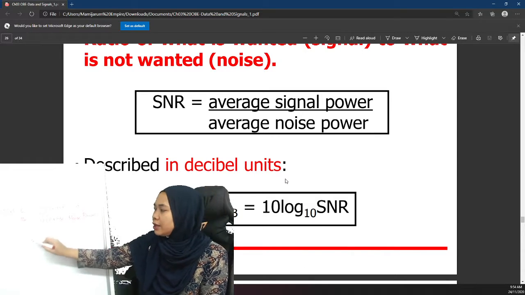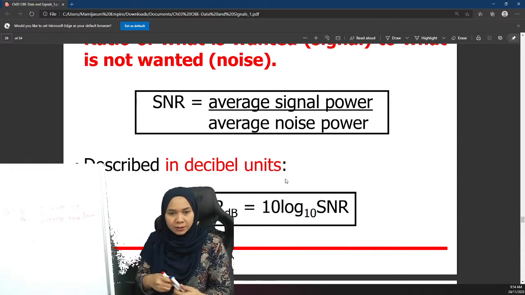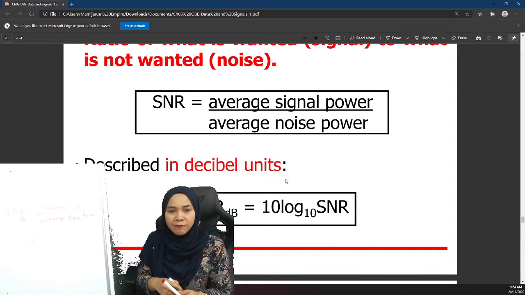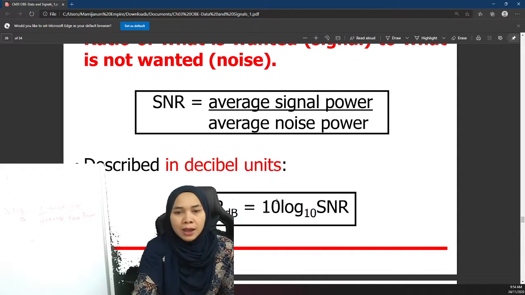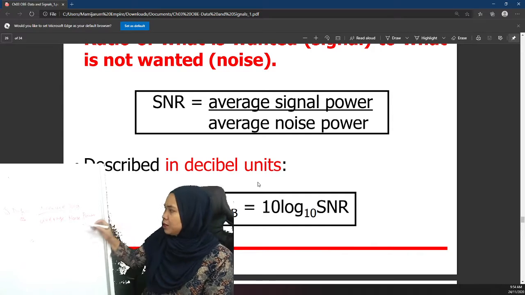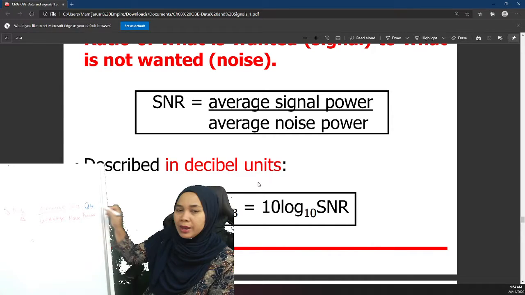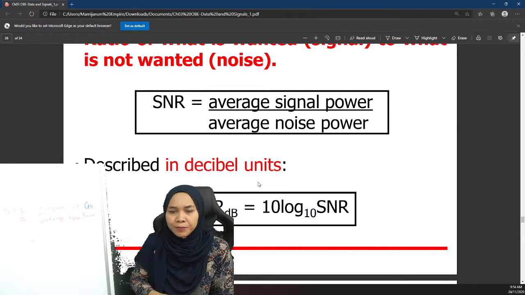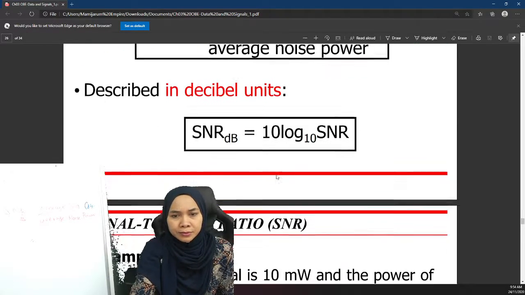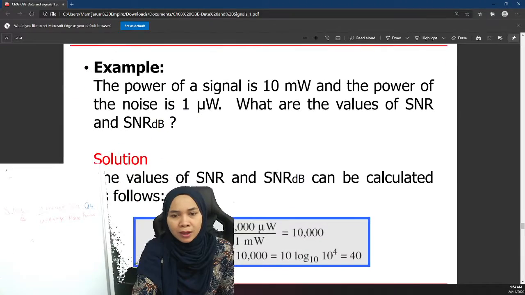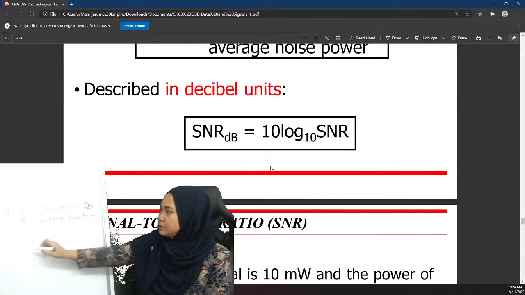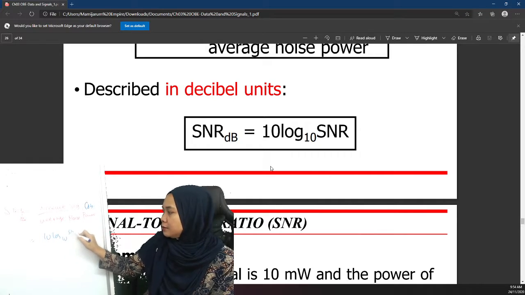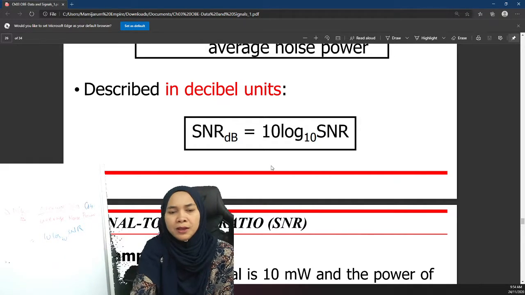Okay, tengok nota yang ni. Sebab tak nampak, sini tak nampak. Okay, SNR, average signal dibahagikan dengan average noise power. Alright, ataupun kita unit dia dalam bentuk decibel. Okay, decibel. So now kita tengok this one, ataupun kat sini, 10 log 10 SNR. Okay, nampak sikit-sikit.